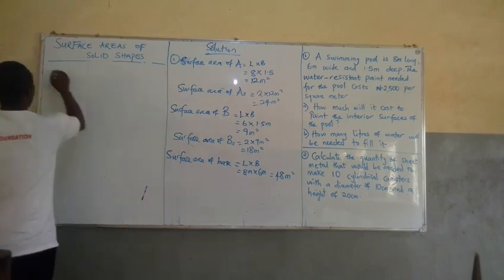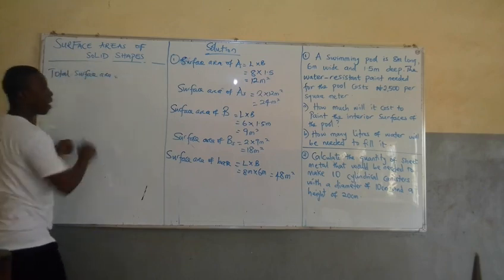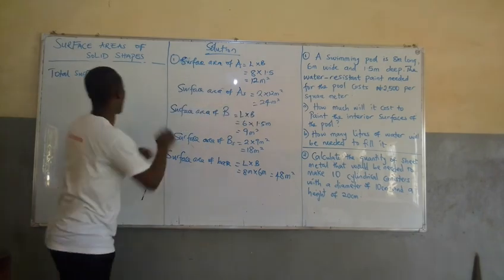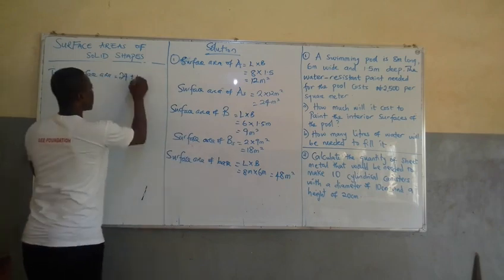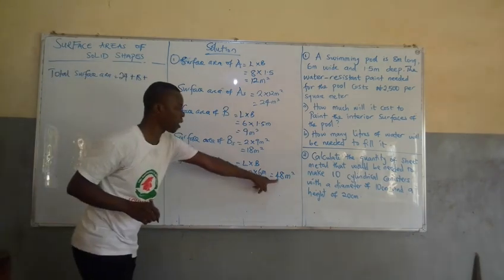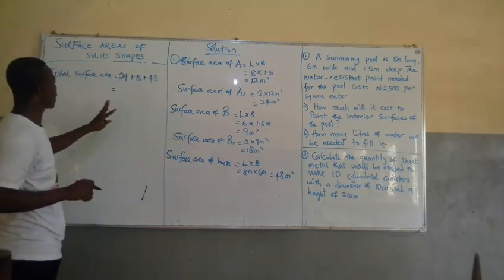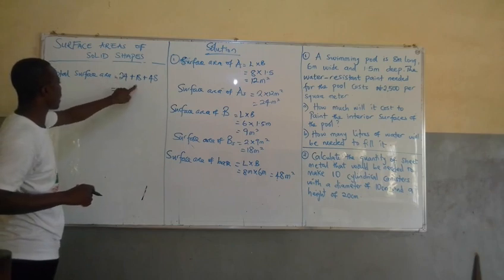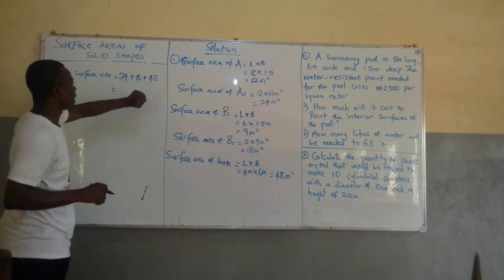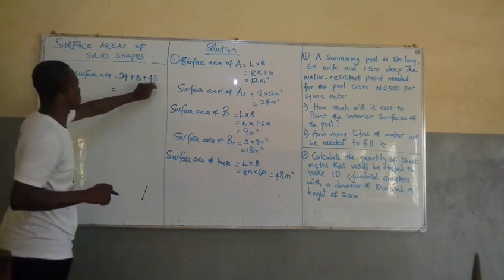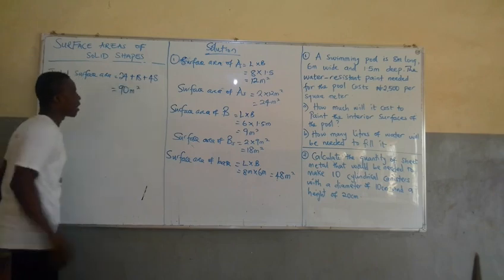the swimming pool. So total surface area becomes, for the whole of A's we have 24, plus the whole of B's we have 18, and then plus the surface area of the base, which is 48. Now when I total that together, what am I going to have? This will be 38 plus 4, that is 42. 42 plus 40, that gives me 82, and 82 plus 8, that gives me 90. So this is 90 meter square.